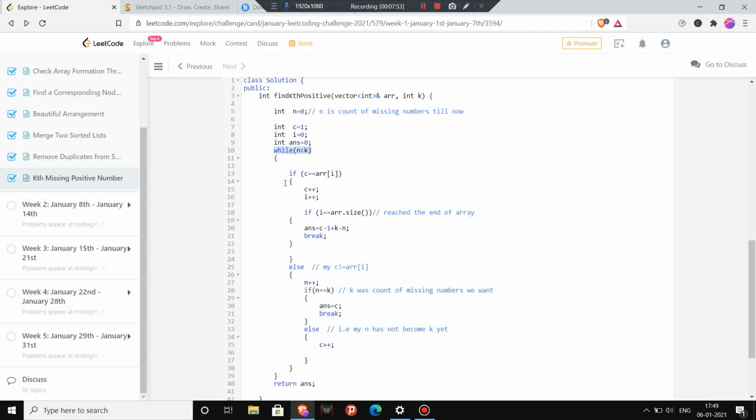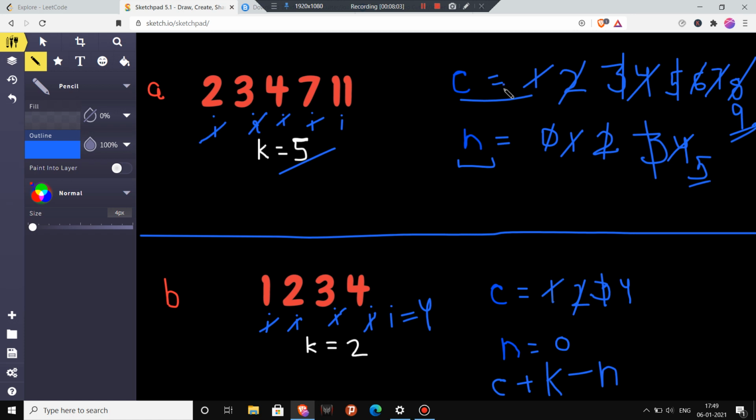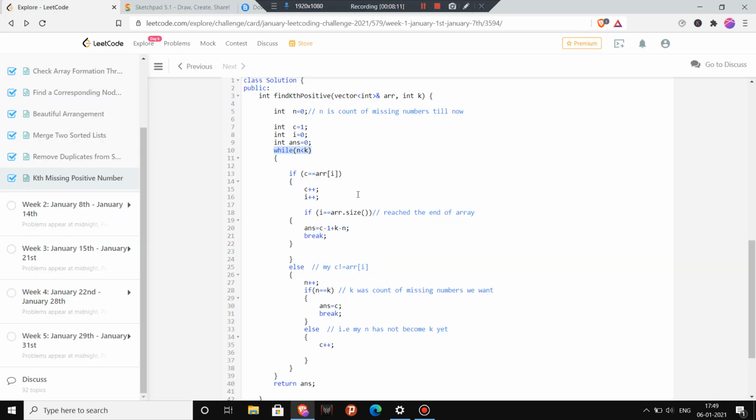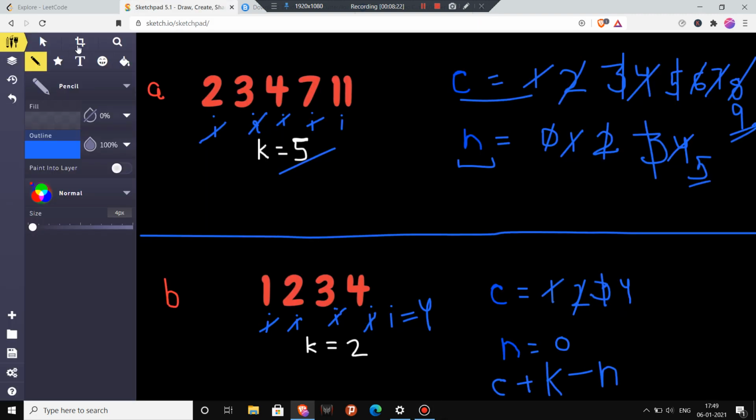Now if my C becomes equal to array of I, we will increment our C and I both. The same thing we have done here: when our C was equal to our A of I, we incremented our C and I both. And when our I becomes equal to the size of the array, the answer will become C minus 1 plus k minus n. Same thing here.